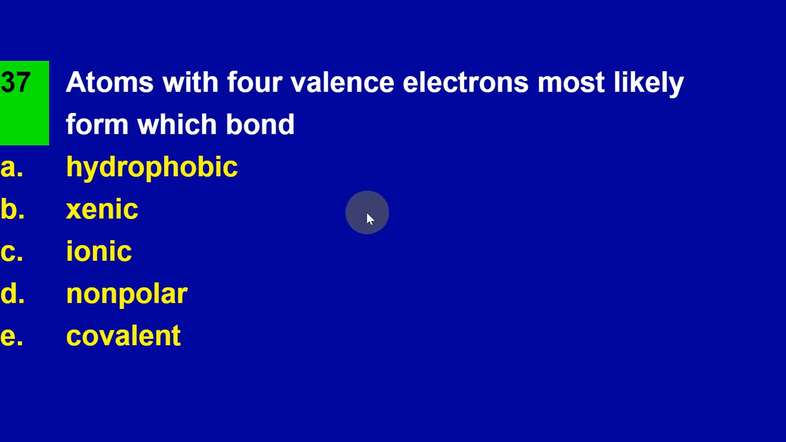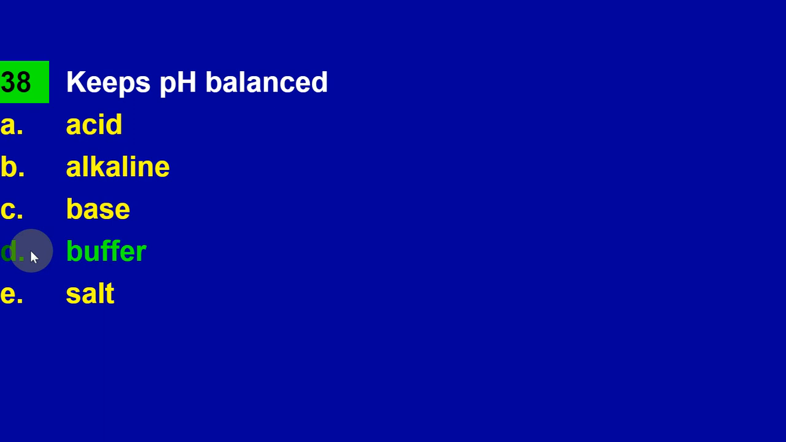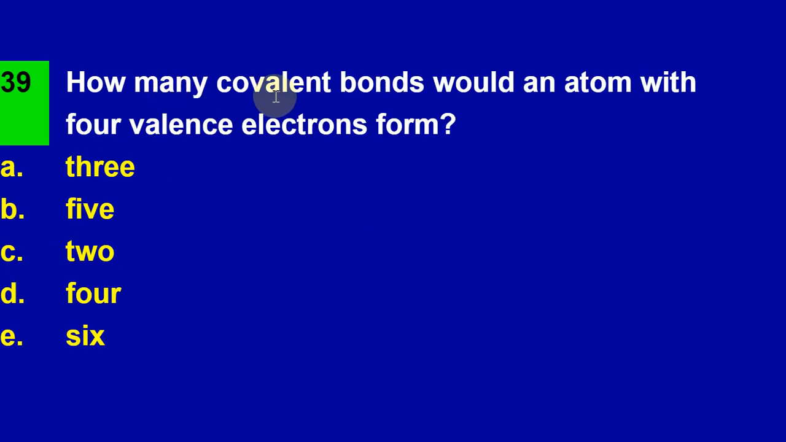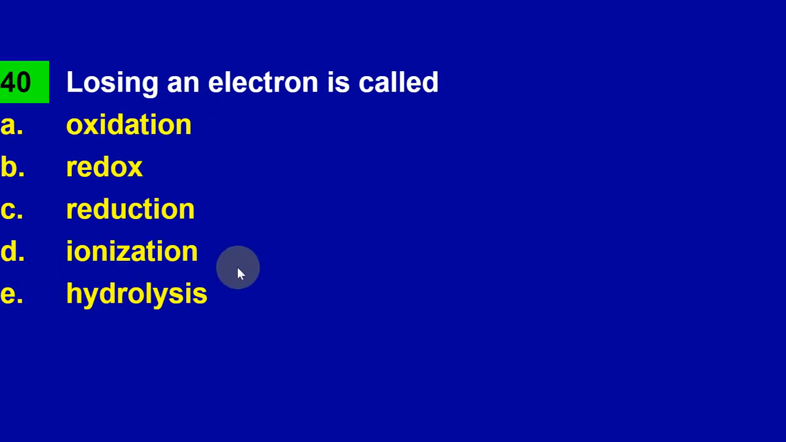Atoms with 4 valence electrons. Hey, we've already done that. Next. Keeps pH balanced, you remember? Buffer, right? How many covalent electrons would an atom with 4 valence? Okay, this is getting easy. I think it's time to stop.